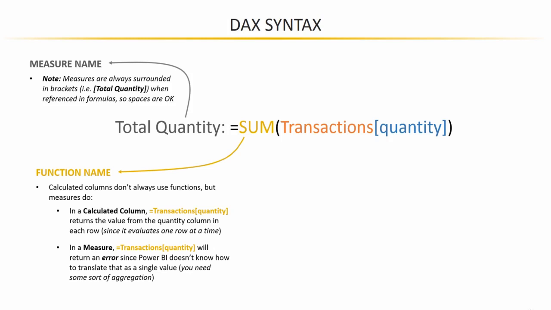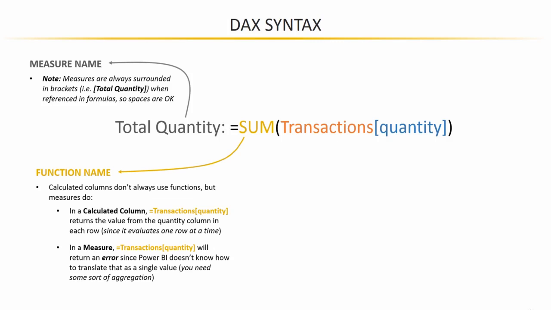On the other hand, you can't do that with measures. If you try to define a measure with a naked column reference, like transactions quantity, Power BI will return an error since it doesn't know how to translate that into a single value. So you need some sort of aggregation there.